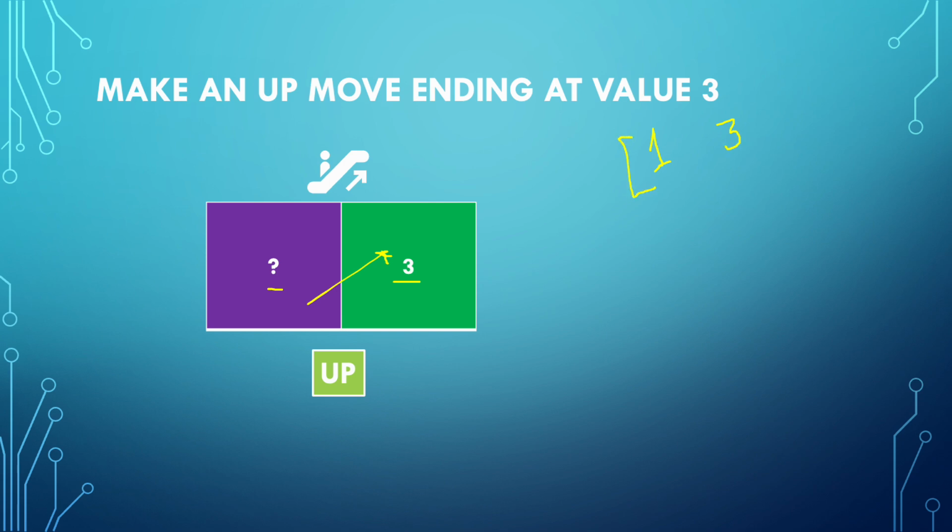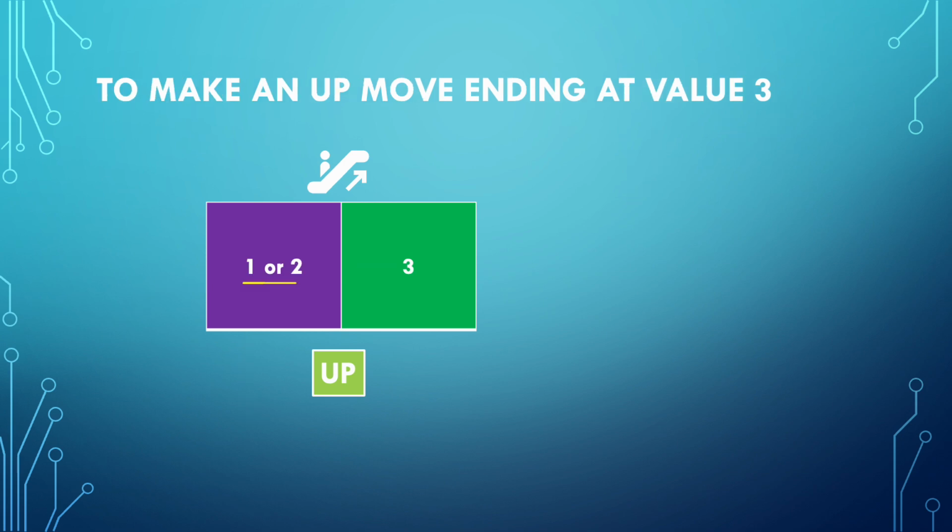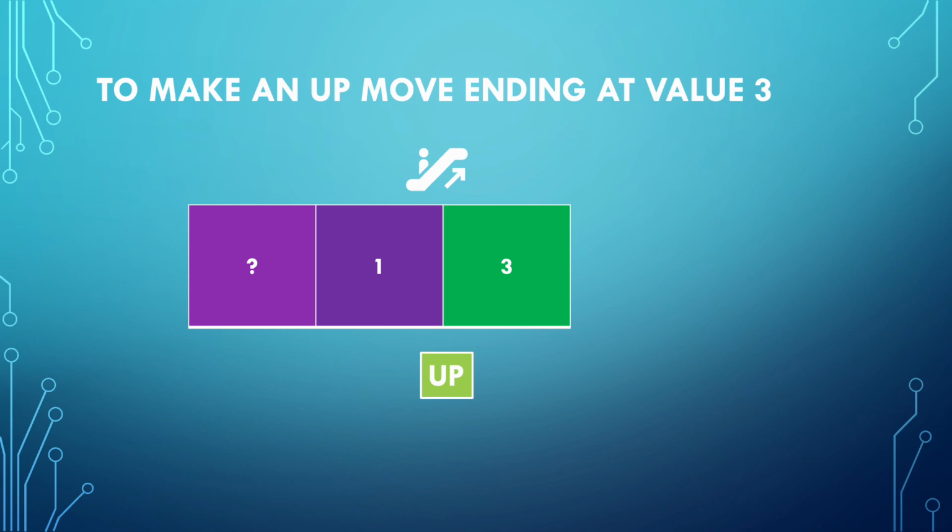So can 3 be there? No, not really. Why? Two adjacent elements cannot be equal. Can 2 be there? Yes. So this can have 2. Can 1 be there? Yes, 1 can also be there. So the total number of possible values, 1 or 2 can be here. Correct?